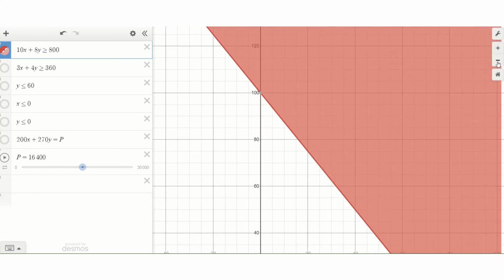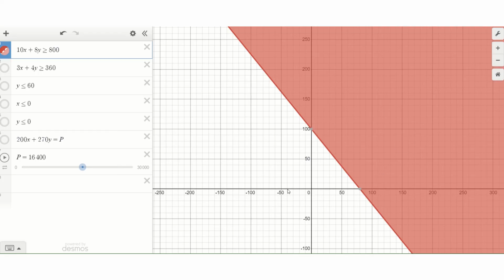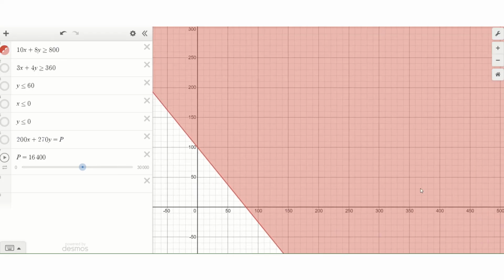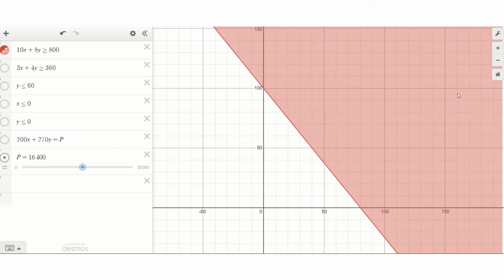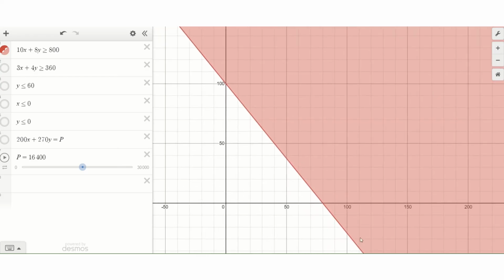Let's just zoom out a bit. So you would have your 0, obviously, and 100 and 100. Let's zoom in a bit more so that you can see clearly. So we have that first constraint. Everything in the red is not feasible. Everything in the white currently is feasible.